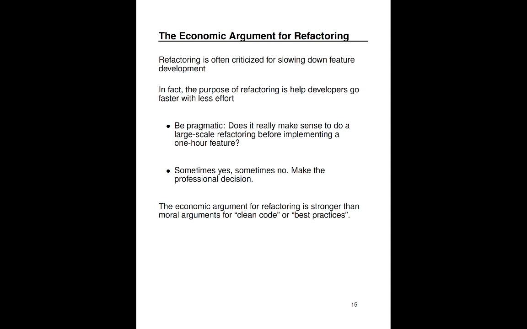However, we need to be pragmatic. So if you're about to implement a new feature, ask yourself, if I've got a refactoring in mind that I think will take me 3 hours to get working, and it's only going to take 1 hour to implement the feature otherwise, does it really make sense to invest in that refactoring right now? Sometimes the answer is yes. Sometimes it does make sense to invest in refactoring right now so you can go faster very soon. But sometimes it doesn't. This is one of those decisions that professional software developers have to make. And if you're advocating for refactoring with someone who controls your budget or with your customer, it's much more effective to make this economic argument than it is to extol the virtues of clean code or say this is a best practice.